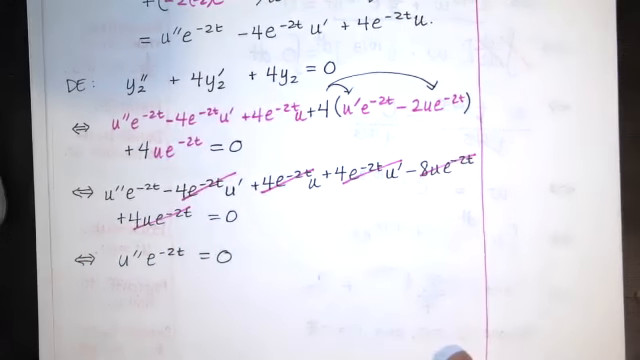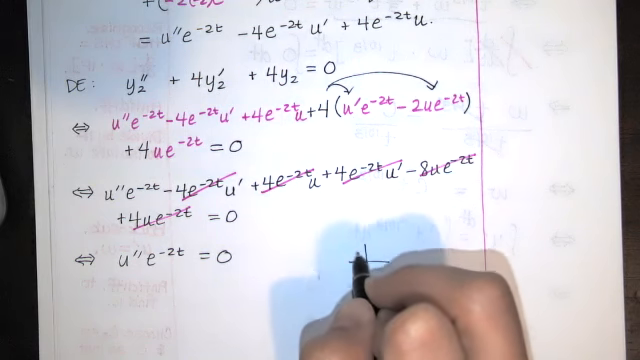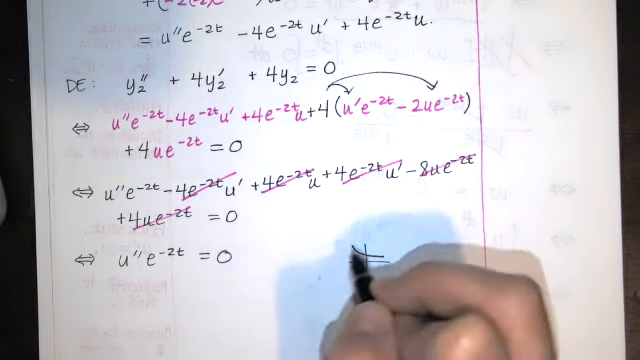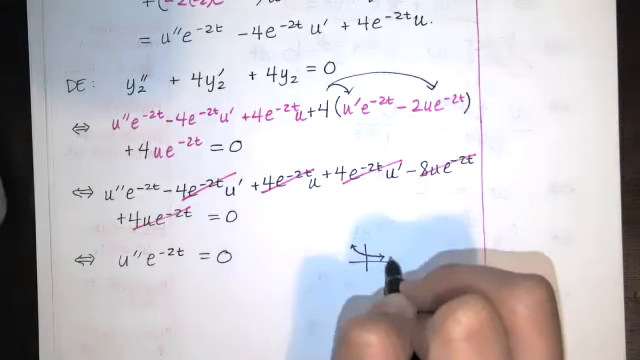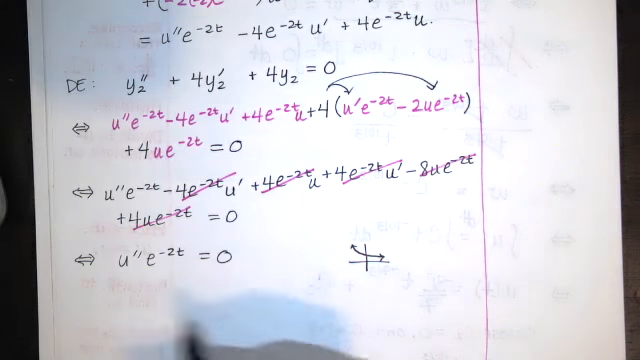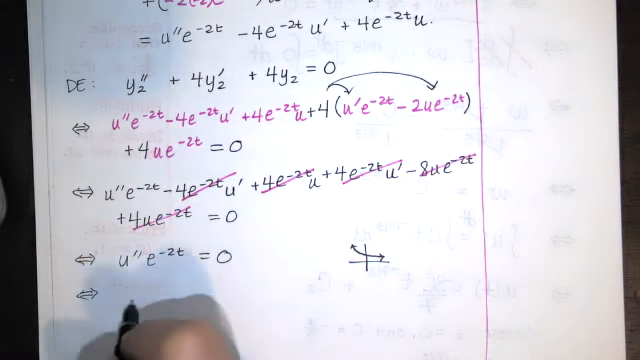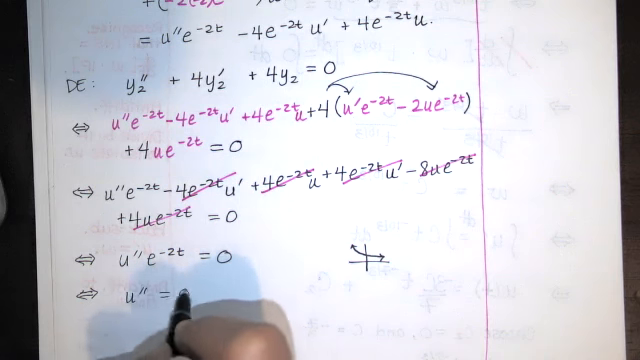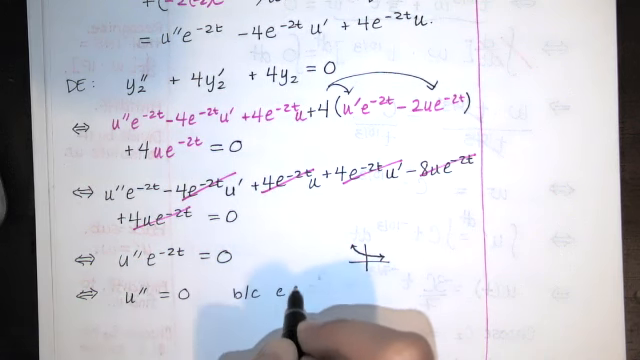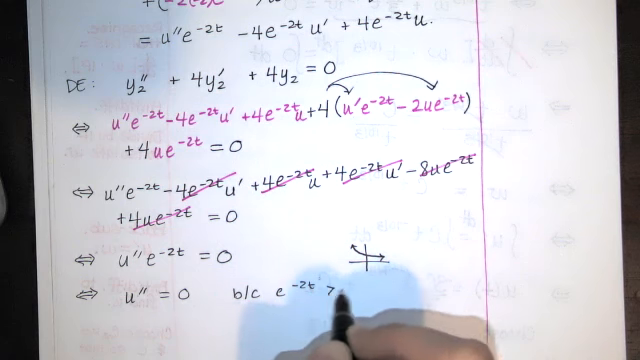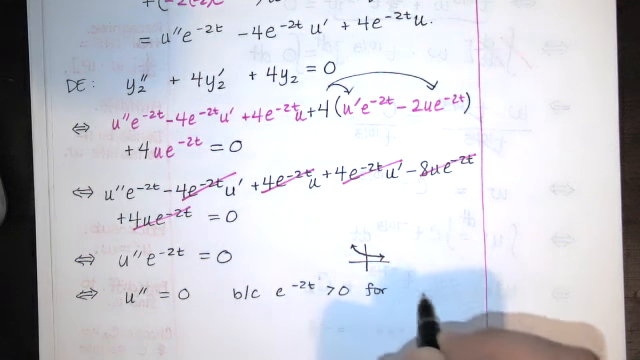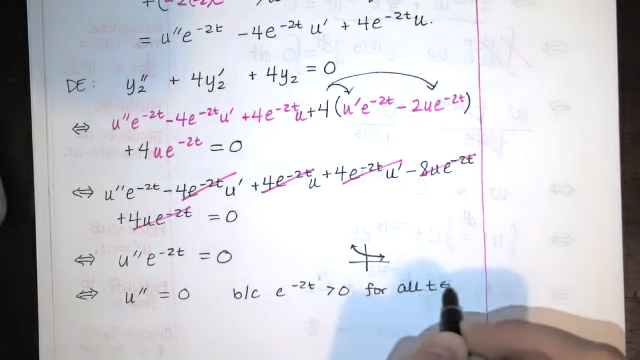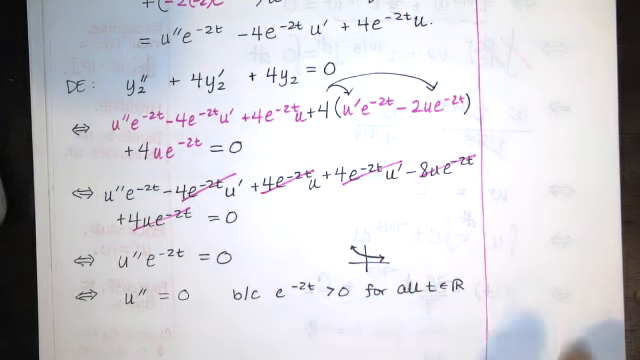So we've got that there. And this exponential is never equal to 0, right? E to the negative 2t kind of looks like that. It's always greater than or equal to 0. So since that's never 0, we've got u double prime must be 0. That's because our exponential is positive for all real numbers t.